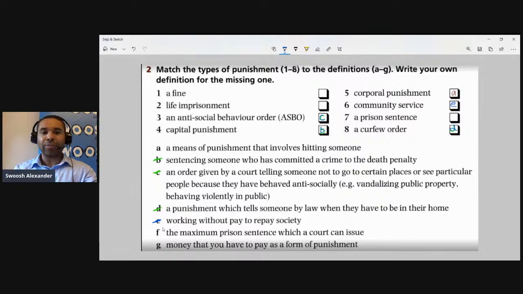Great. And so for F, the maximum prison sentence which a court can issue. Any idea for F? That would be life imprisonment. So that would be number 2. You can't do a longer sentence than life. That's as long as it goes.